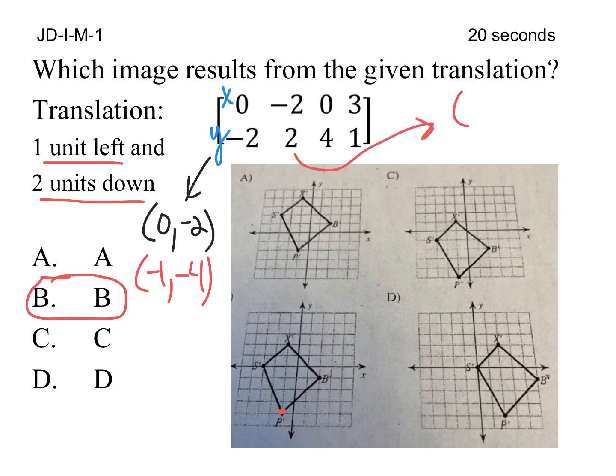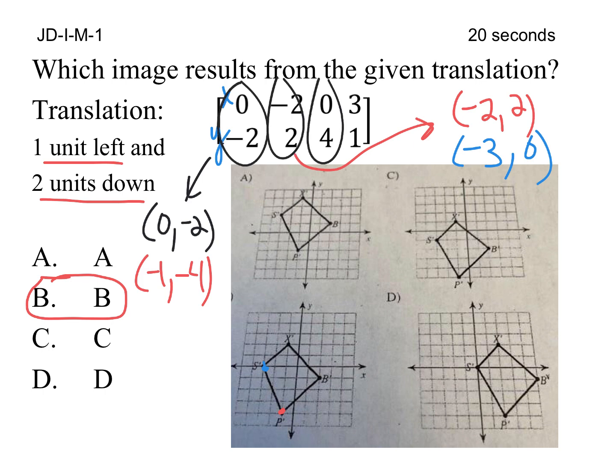So this would be the point -2, 2. And if we go 1 left would be -3, 2 down would be 0. So -3, 0, and that would be this point S prime. So the best thing would be a problem like that, just split it up. Somebody do the first one, somebody do the second one, somebody do the third one, and then if you have time, do the last one.